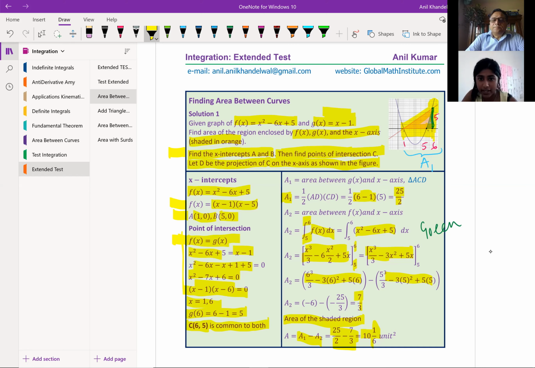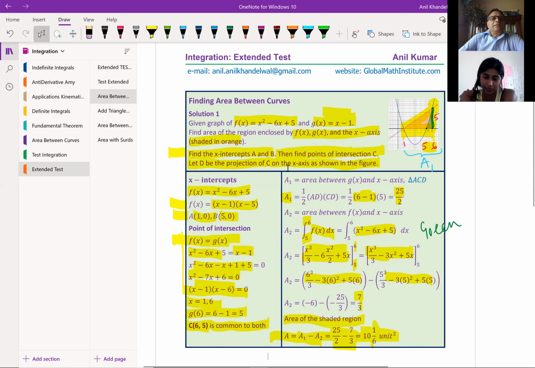Then to find the green part, we use integration, and you can see that it's between the limits 6 and 5. So you simply integrate f of x with respect to x, do all of that, and you get the area of the green part as 7/3. Perfect. Then to find the orange part, you just do the difference, which is A1 minus A2, and you get 10.1/6 units squared. Perfect. So it's absolutely clear, right?